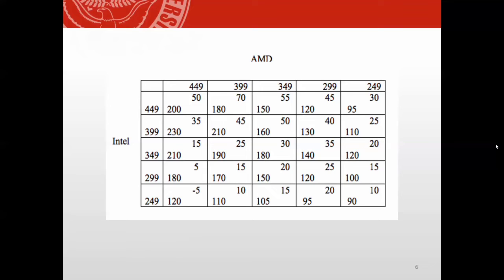Looks like AMD would never pick 249 and 449, so those are dominated strategies, and those can be eliminated as well. We have a Nash equilibrium in this game. It is also possible to have a game where there is no Nash equilibrium. So that's how to solve this one.